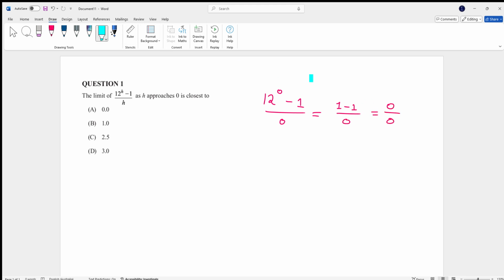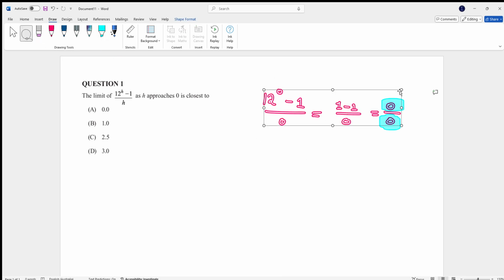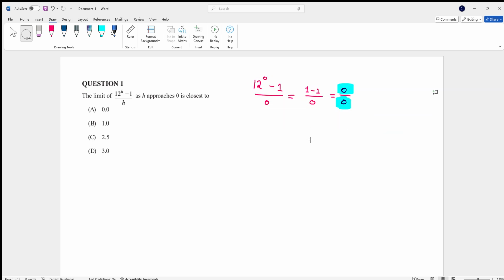Now even if there wasn't a 0 on the top, the big problem is the fact there's a 0 on the bottom, which is undefined at the moment. Which means this limit, we can't work it out just by plugging in h equals 0. So what that means is we have to think around this, as h approaches 0.